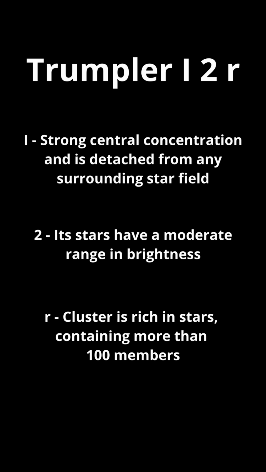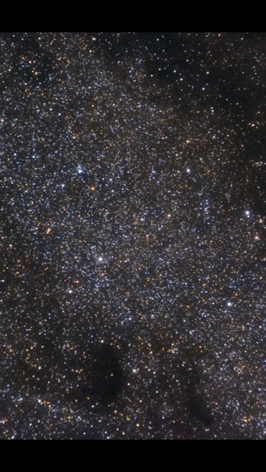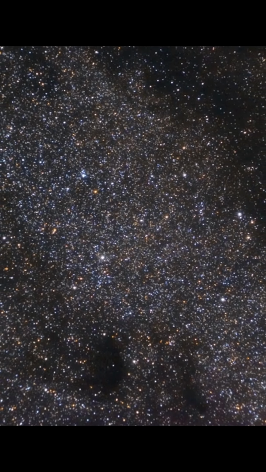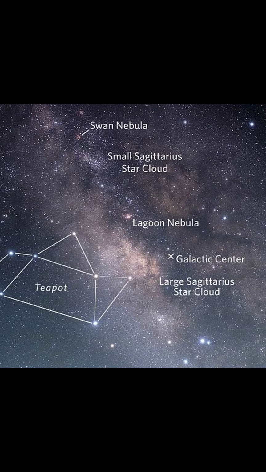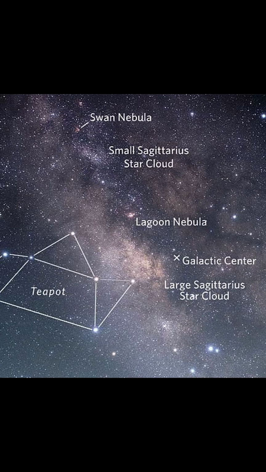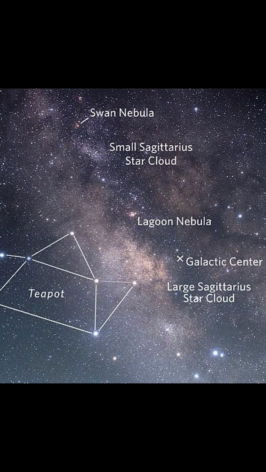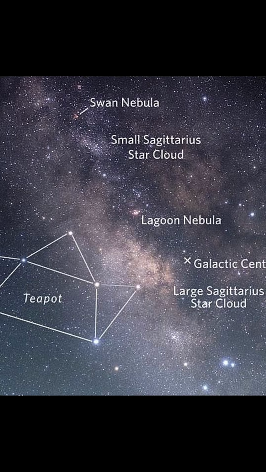M24, also known as the Sagittarius star cloud, is a large Milky Way star cloud in the constellation Sagittarius. It lies an approximate distance of 10,000 light-years from Earth. It is located in the vicinity of M17, M16, M20, M8, and M22. Messier 24 is sometimes called the small Sagittarius star cloud to distinguish it from the large Sagittarius star cloud, which lies further to the south and consists of stars in the galactic bulge that are not obscured by interstellar dust.